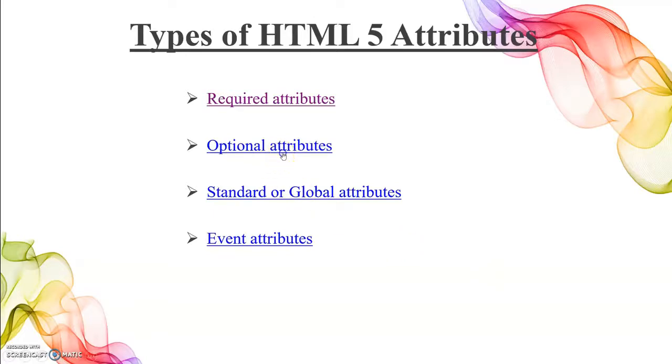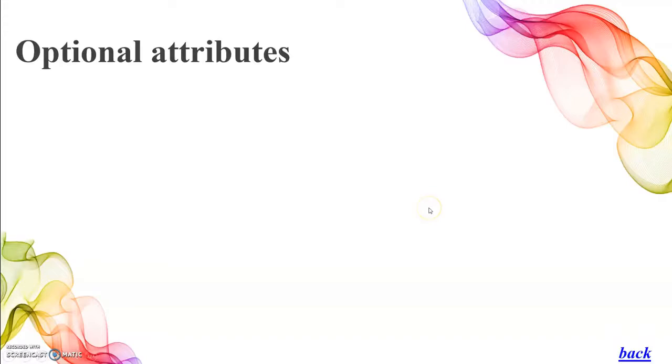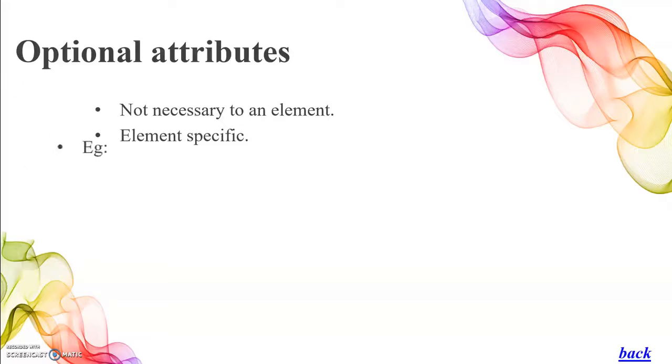Next one is optional attributes. Optional means it's not compulsory, not necessary to an element. That means these attributes are not necessary to an element. If these types of attributes are not specified in an element, the element works properly. It's also element specific.